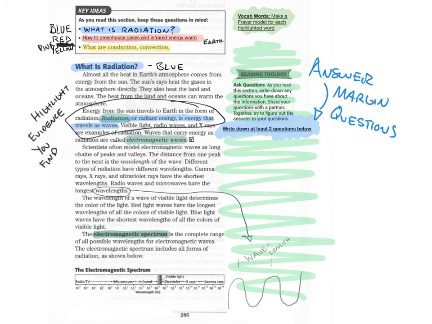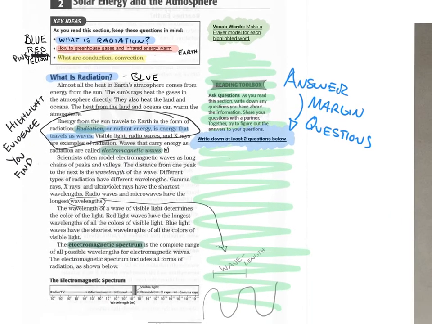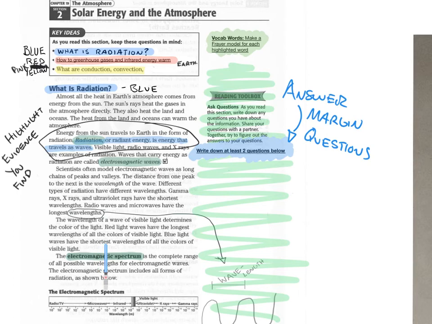If you finish answering the margin questions, the last thing you need to do is to make a Frayer model for each highlighted word. So inside of your text, you have radiation that's highlighted, electromagnetic waves that's highlighted, and any other words that are highlighted in your text, such as electromagnetic spectrum, you're going to make a vocab Frayer model for, and the substitute has those Frayer models.